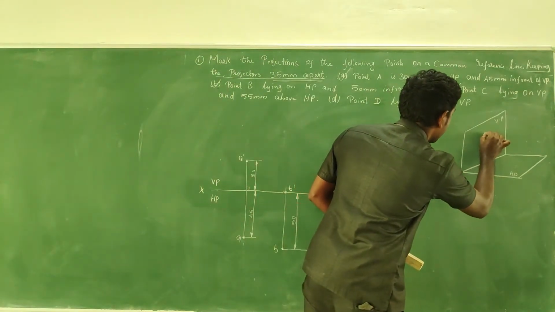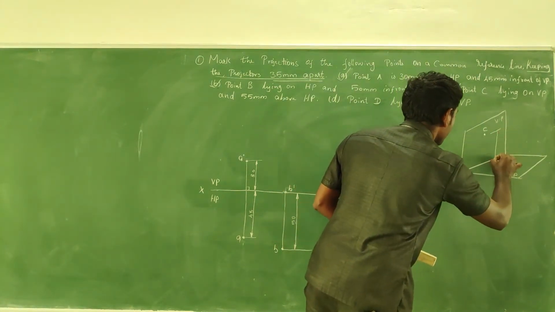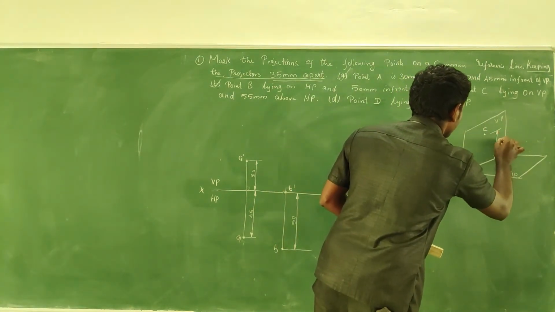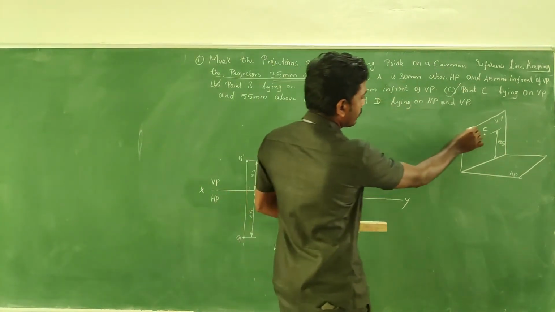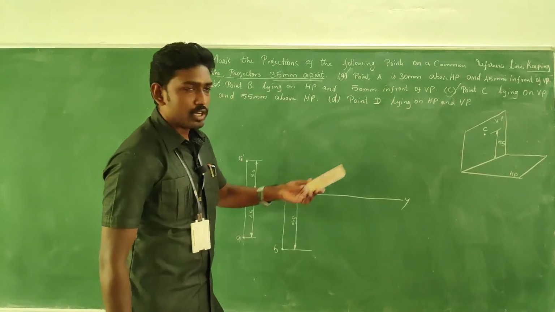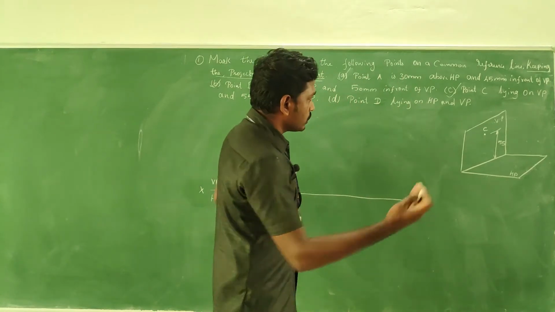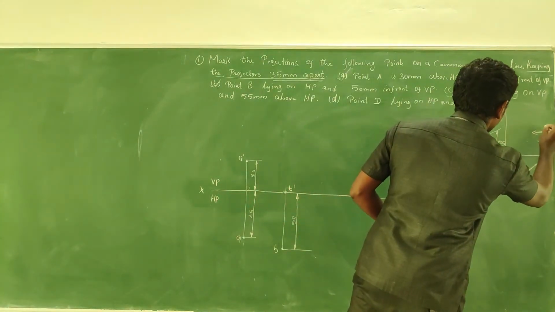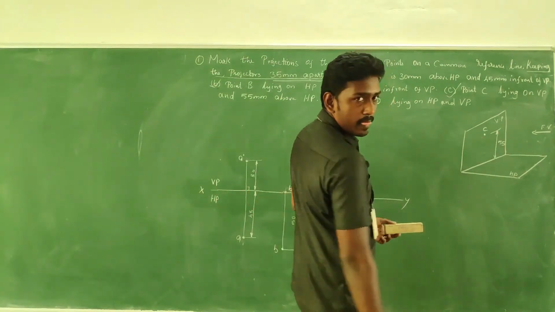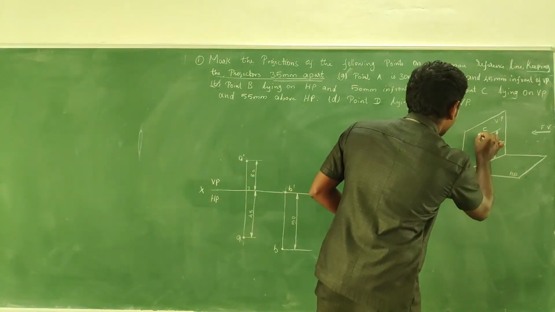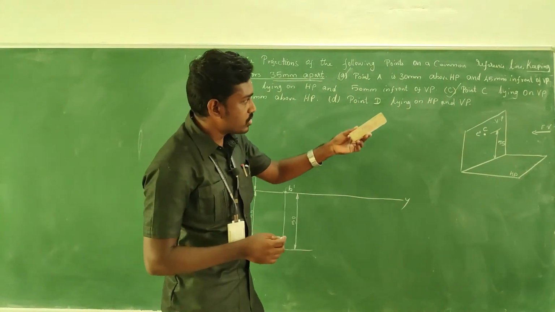So I am going to take this as point C. Now see, it is with a measurement of 55 mm above HP and it is on VP. Can you understand the position? Yes, right. So this is the position. Now just take the front view. What happens when you look at it? It remains in the same spot, since it is on VP.